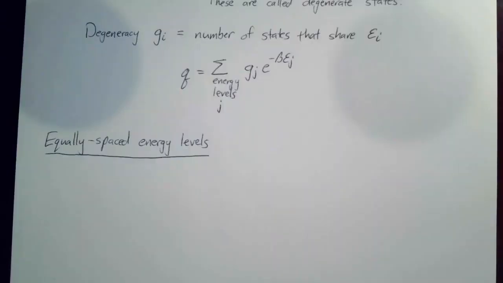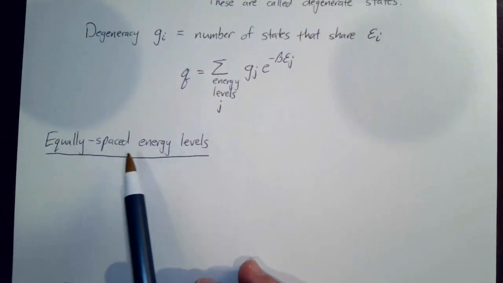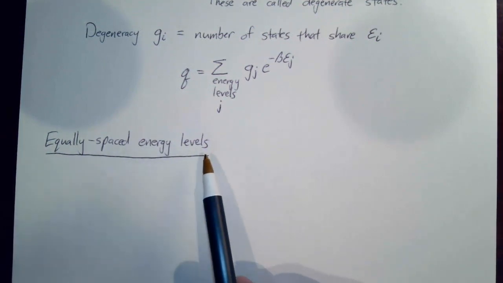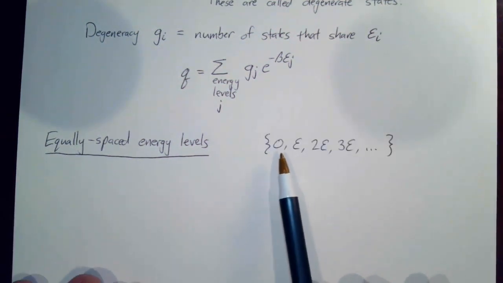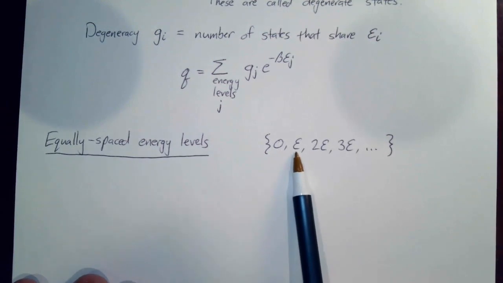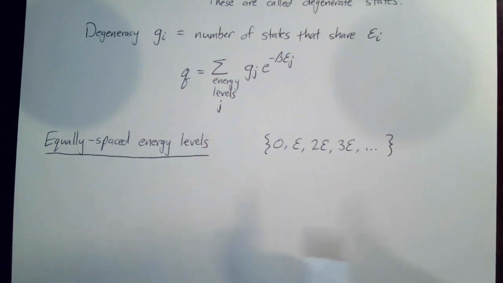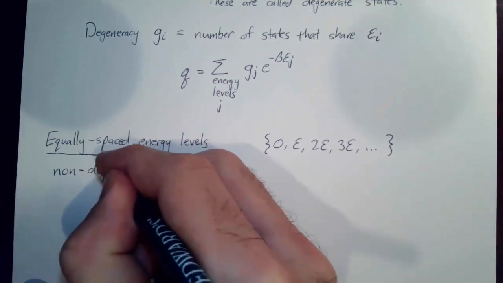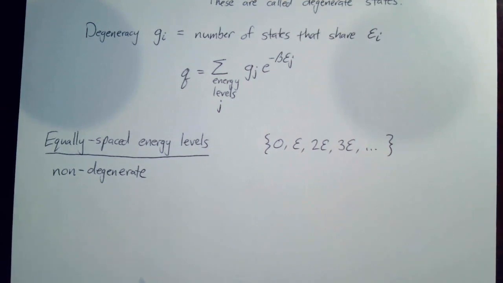I'd like to talk about a special case, which is when the energy levels are all equally spaced. This is a special case, but it's going to illustrate the essence of the partition function. Our energy levels might look like this: 0, epsilon, 2 epsilon, 3 epsilon. So the spacing between each of these is epsilon. We're also going to focus on the non-degenerate case, meaning there's only one state for each of these energy levels.